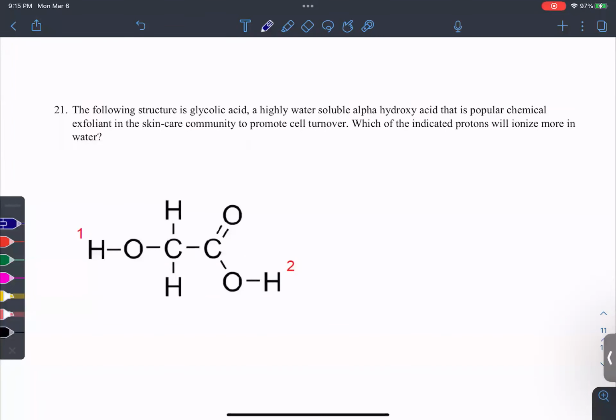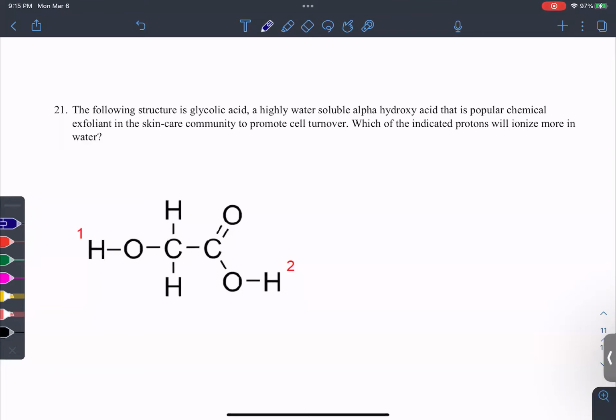All right. How many skincare enthusiasts out there? Yes. All right, so the following structure is glycolic acid, a highly water-soluble alpha hydroxy acid that is a popular chemical exfoliant. Which of the indicated protons will ionize more in water?